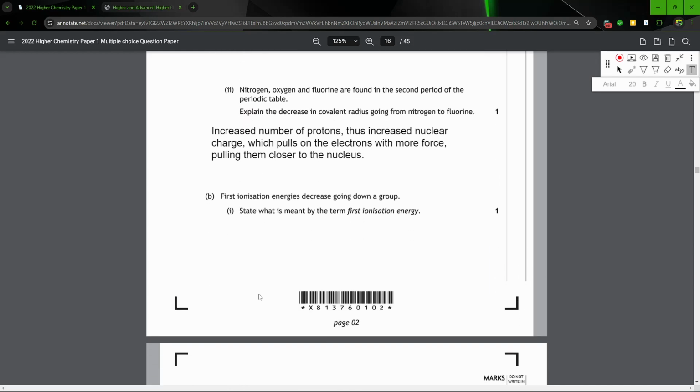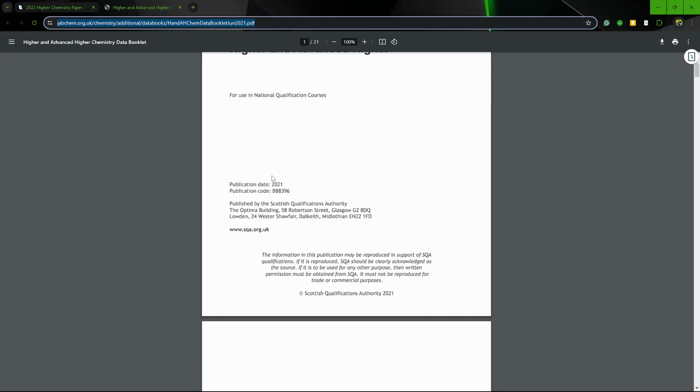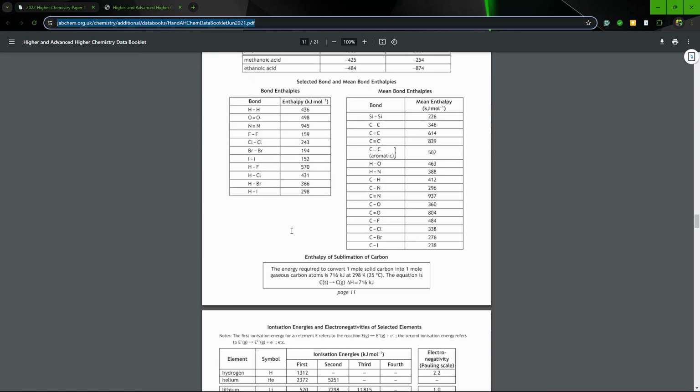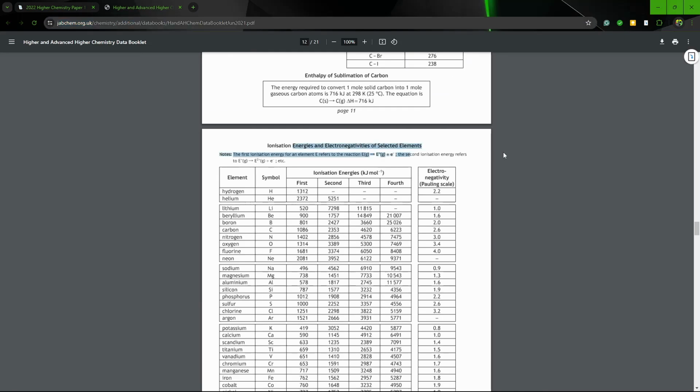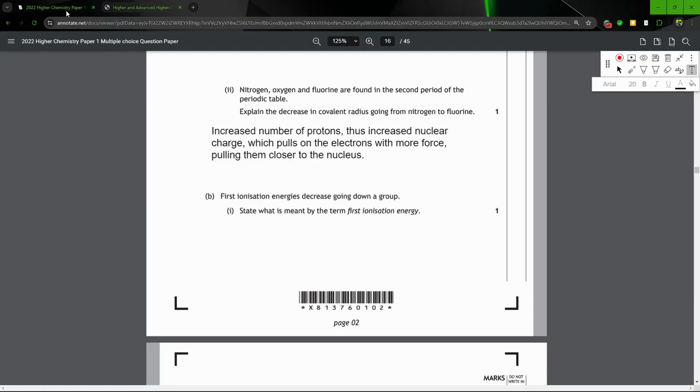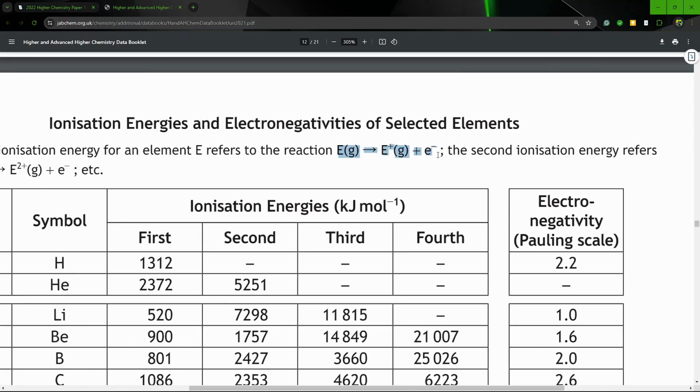First ionization energies decrease going down a group. State what is meant by the term first ionization energy. So basically, the clue for this one is, if you go to your fancy data booklet, scroll down a bit, you'll get to this table here. And this will talk about ionization energy and electronegativity, and it defines the first ionization energy as this. So it looks like you're removing 1 mole of electrons from gaseous atoms. Unfortunately, I don't think you can just state this formula. You're going to have to put it into words.